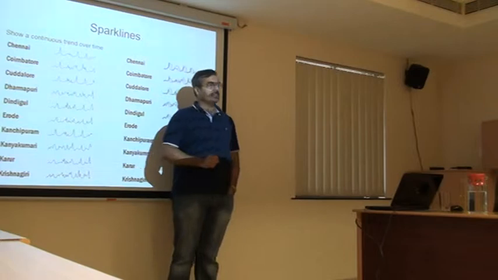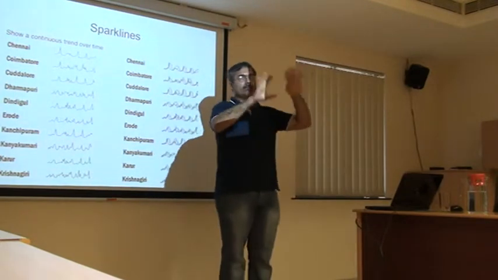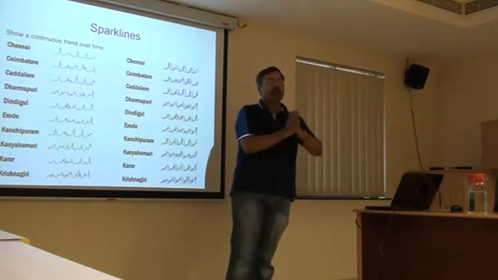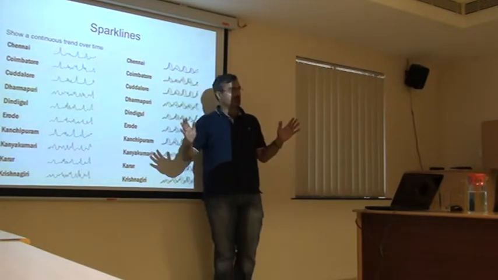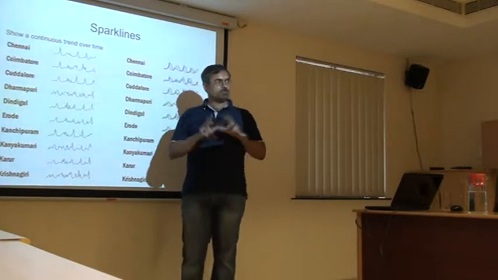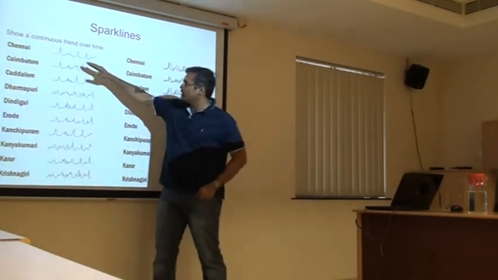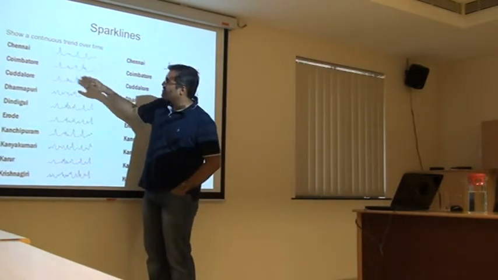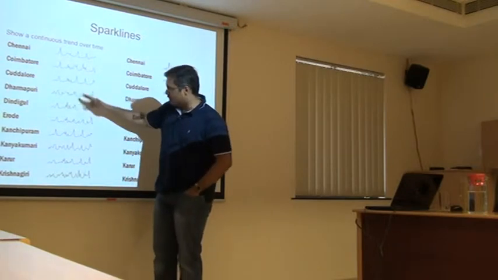What we're doing is saying that I don't have to have one big page with one chart. I can have an array of charts. I can have a matrix of charts. And that in itself gives me some insights. That's called the principle of small multiples. So what I have here are little line charts against Chennai, Coimbatore, Cuddalore, Dharmapuri, and so on.